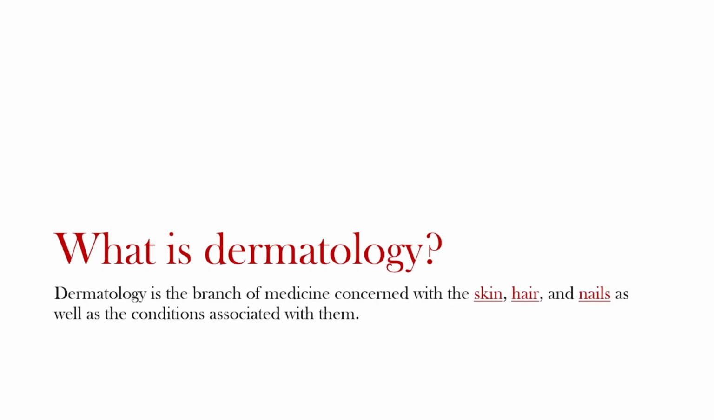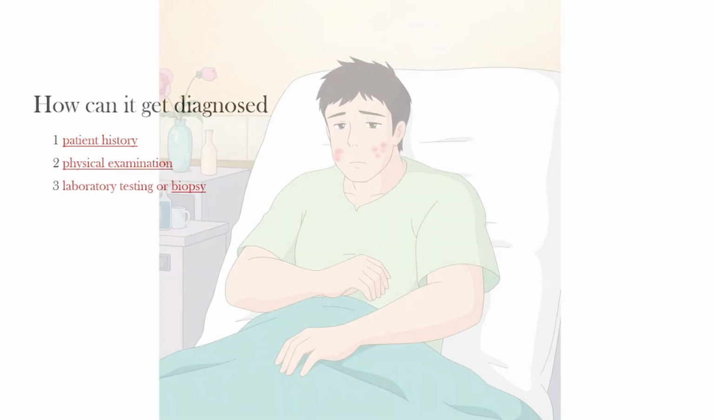Dermatology is a branch of medicine concerned with the skin, hair and nails, as well as the conditions associated with them. So how can it get diagnosed? Any condition with a dermatology pathology, how can we diagnose it? Like any other disease, first of all, we'll take a patient history, then we'll initiate a physical examination, then we'll send the patient to some certain labs or a biopsy if needed.